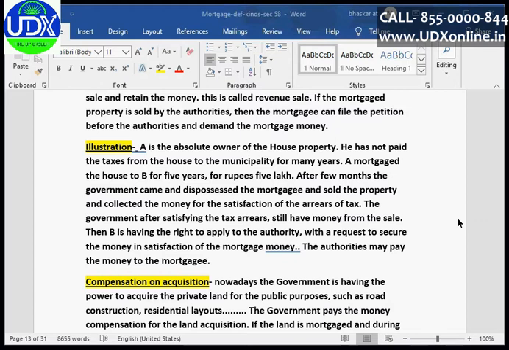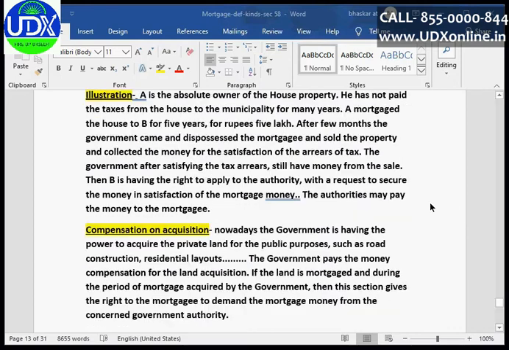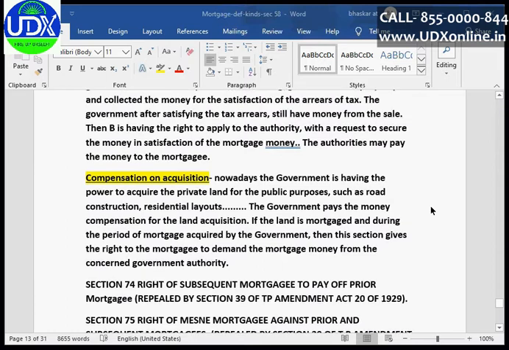When such an amount is given, we call it compensation on acquisition. Now let us take one such illustration.